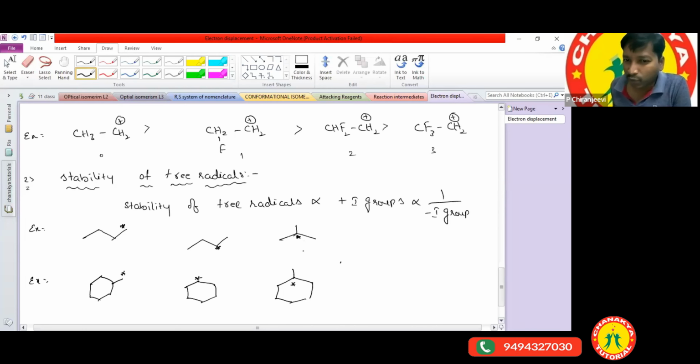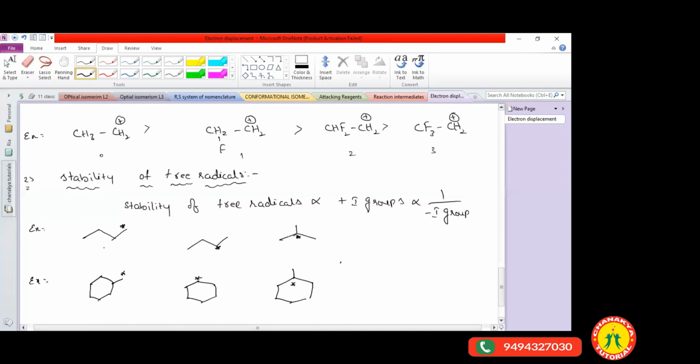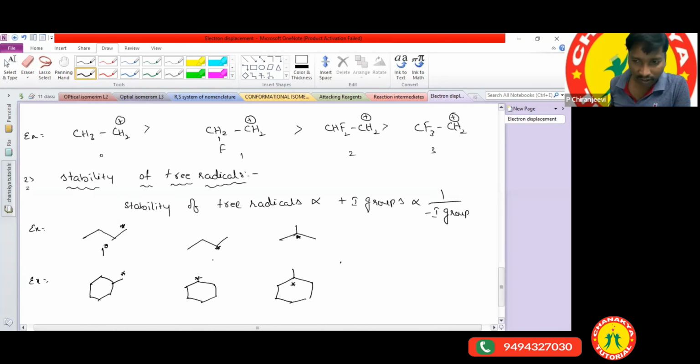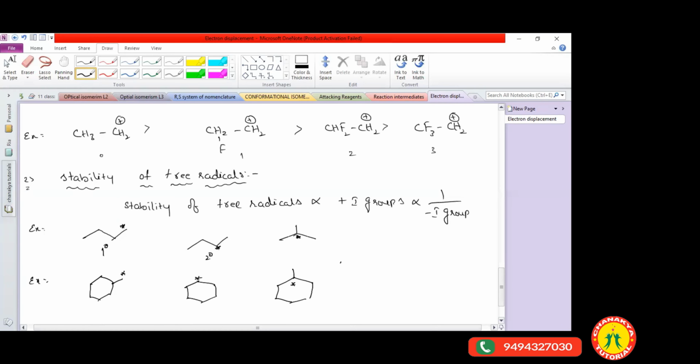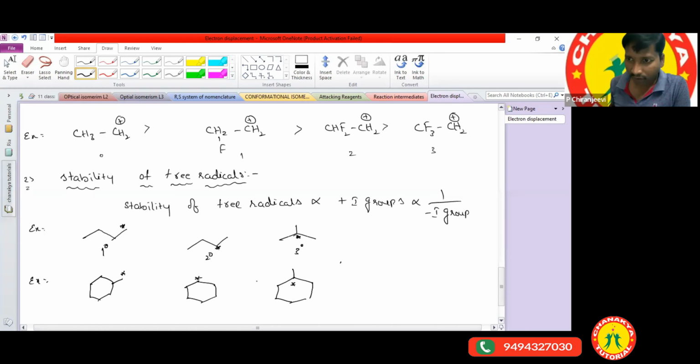To find out the stability, first of all you have to find which one is the primary free radical, secondary free radical, and tertiary free radical. Free radicals are represented with dot symbols, so wherever the dot is, that carbon is called the free radical carbon. First one is primary, very good, Aditi. Next is secondary, and the third one is tertiary. It's in increasing order, so from primary to tertiary the stability also increases.